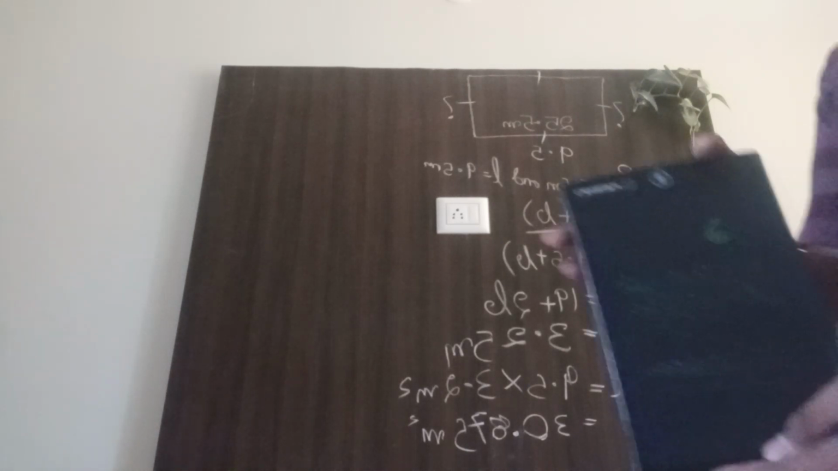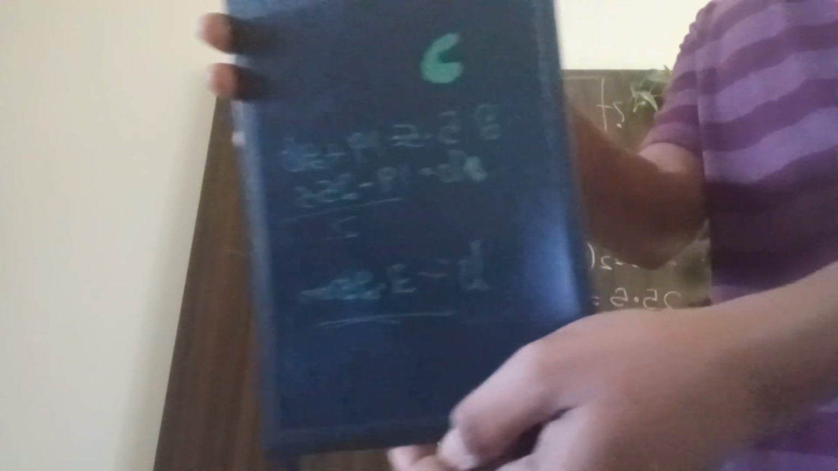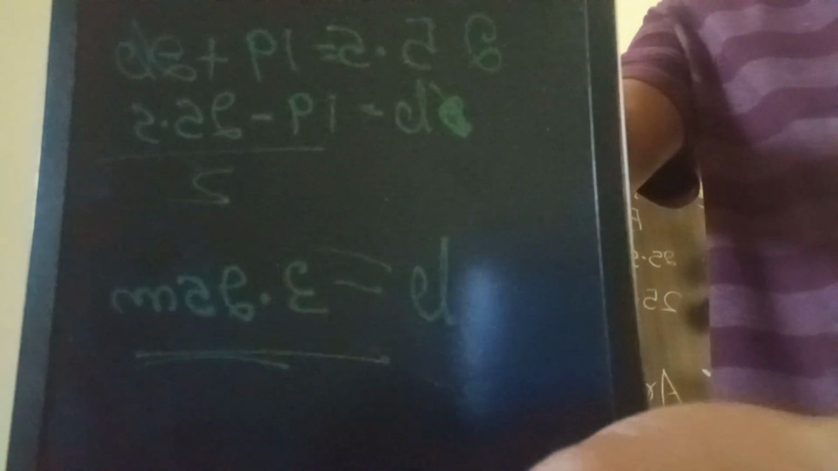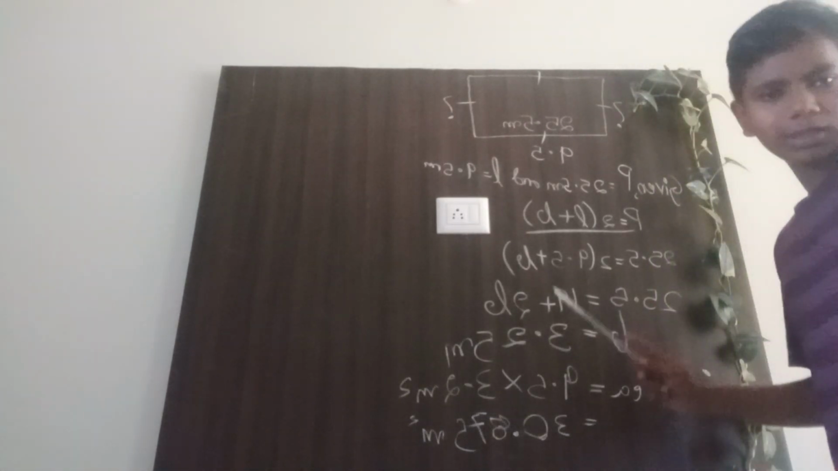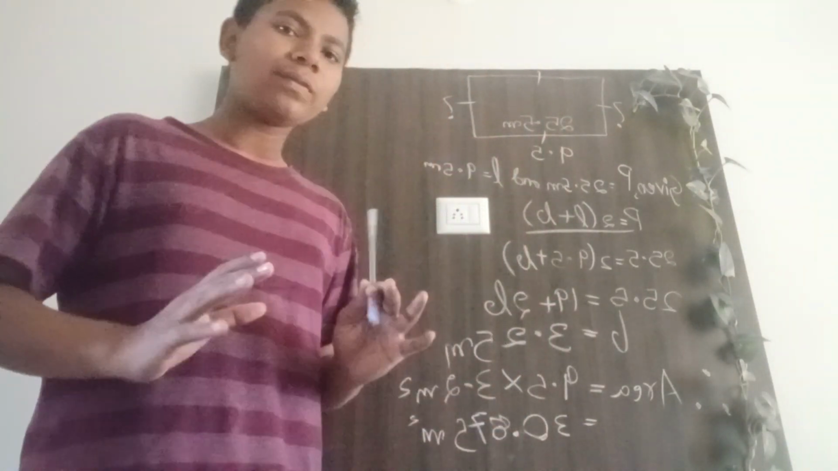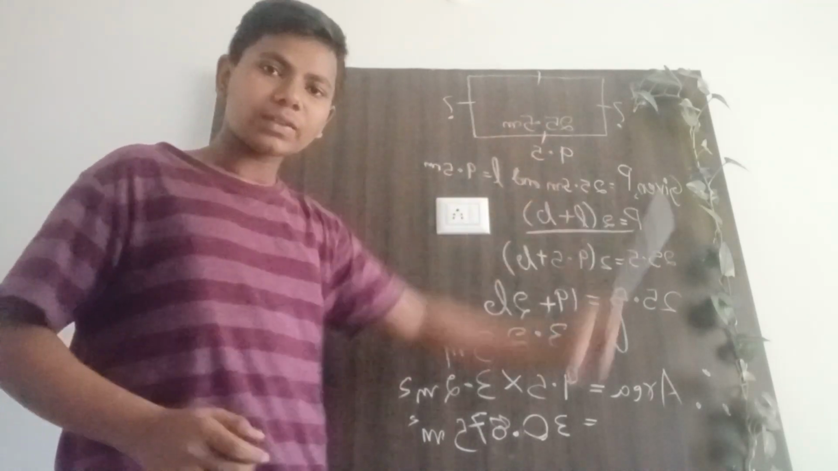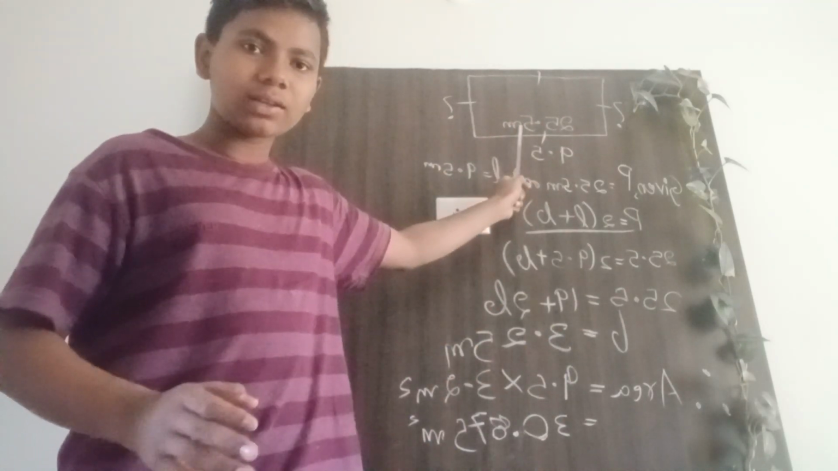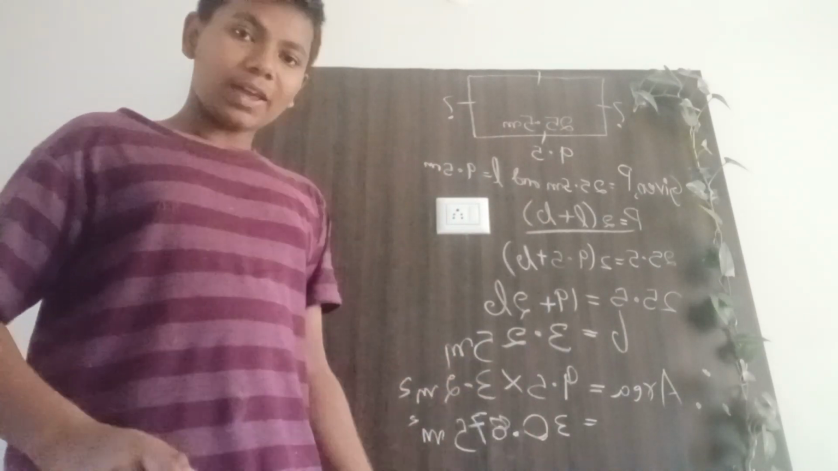If you want, I can show you the workings. The answer will be something like this. You have to do it like this. Understood, guys? Now we got the breadth. We have the length and everything. Now we have to find the area of the rectangle, as they have told us. We have the length, which is 9.5, and the breadth, which is 3.25 meter.